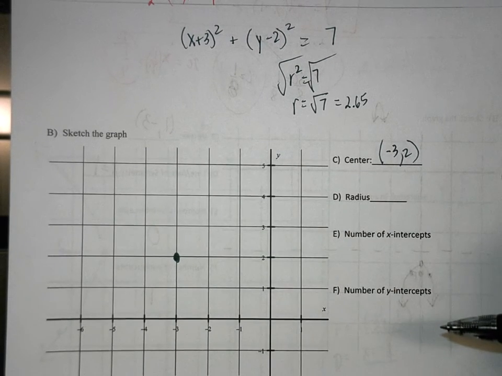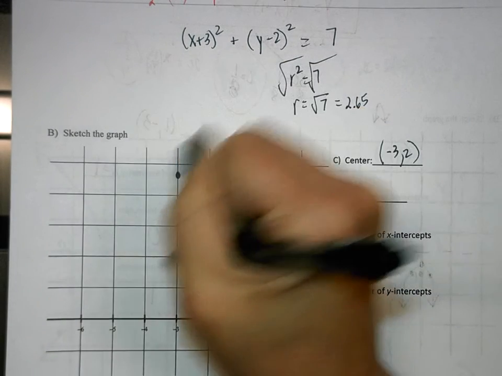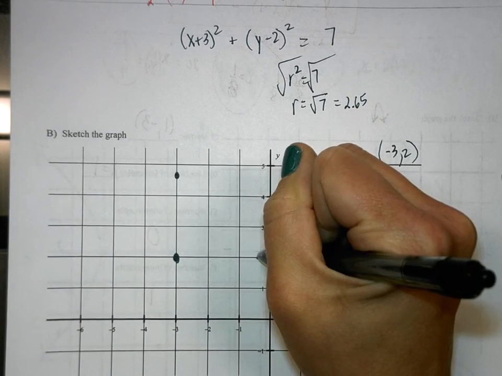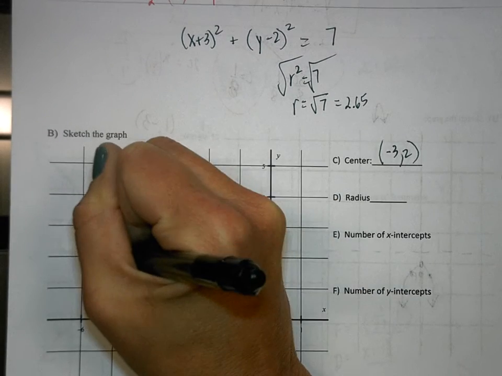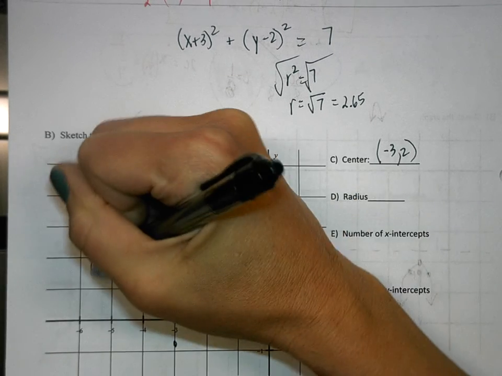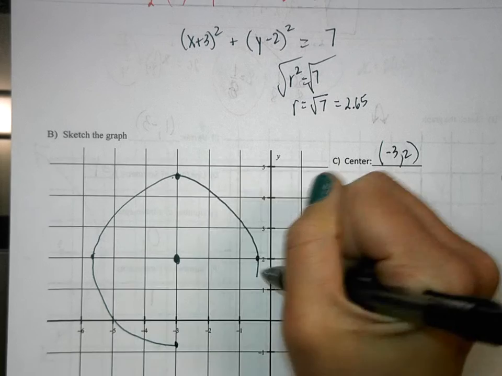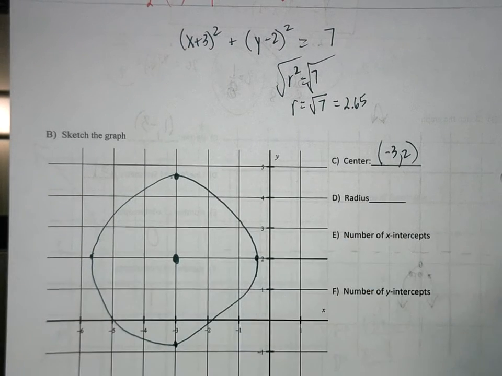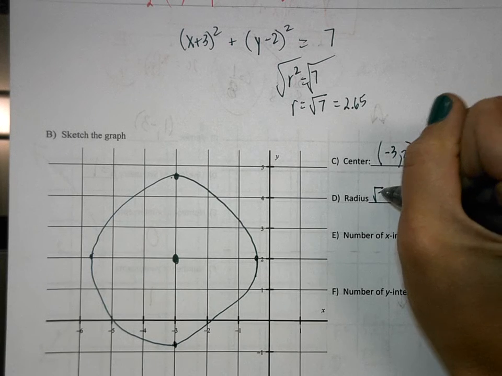So up 2.65, down 2.65, and left 2.65. And then we can draw our curve. And then we're going to figure out what the rest of these questions are. Okay, radius. So for the radius, we're going to go root 7, which is approximately equal to 2.65.